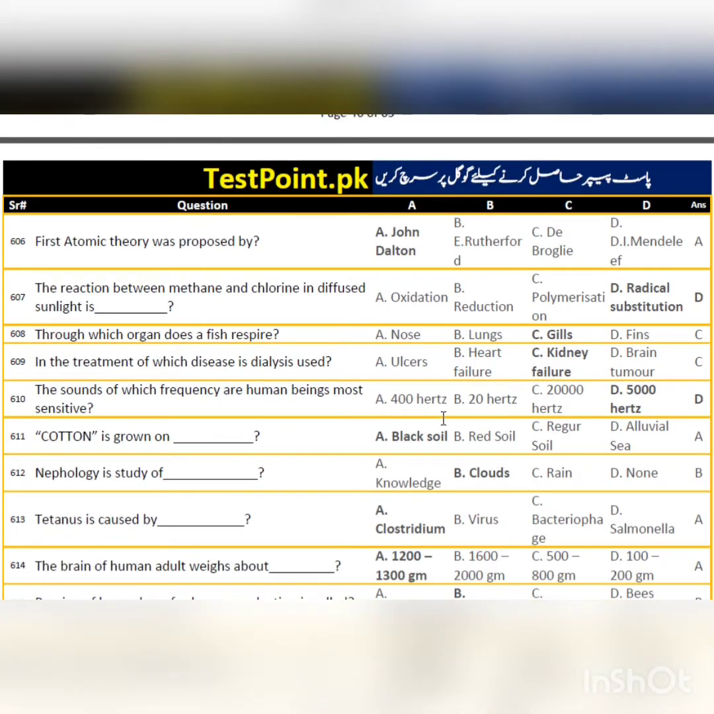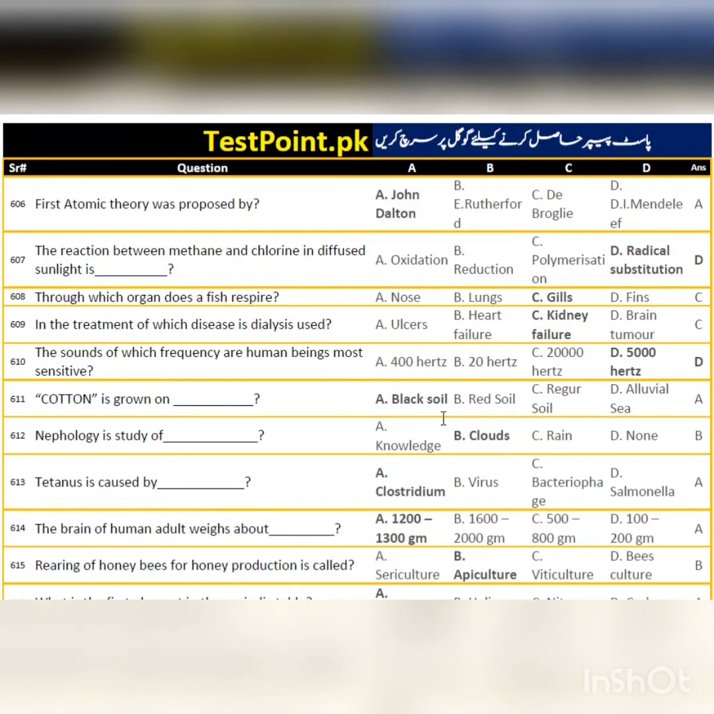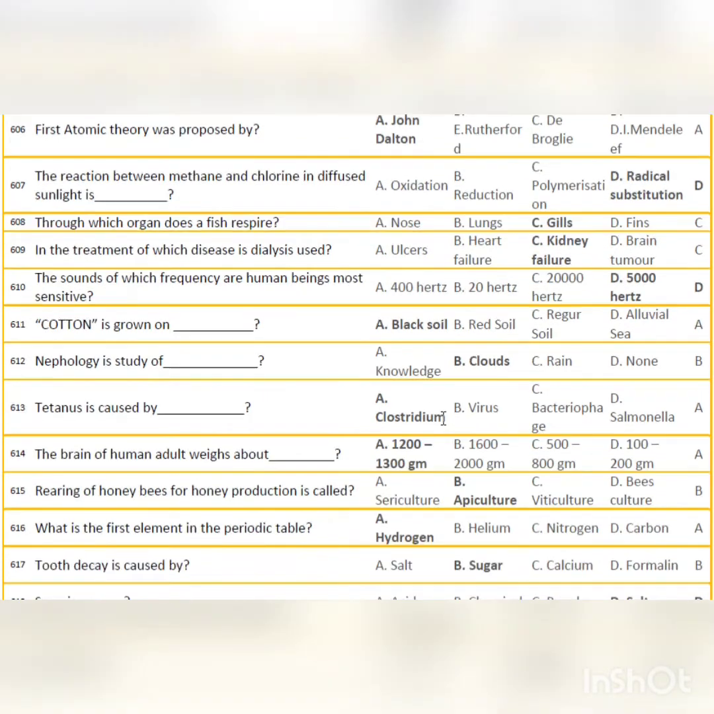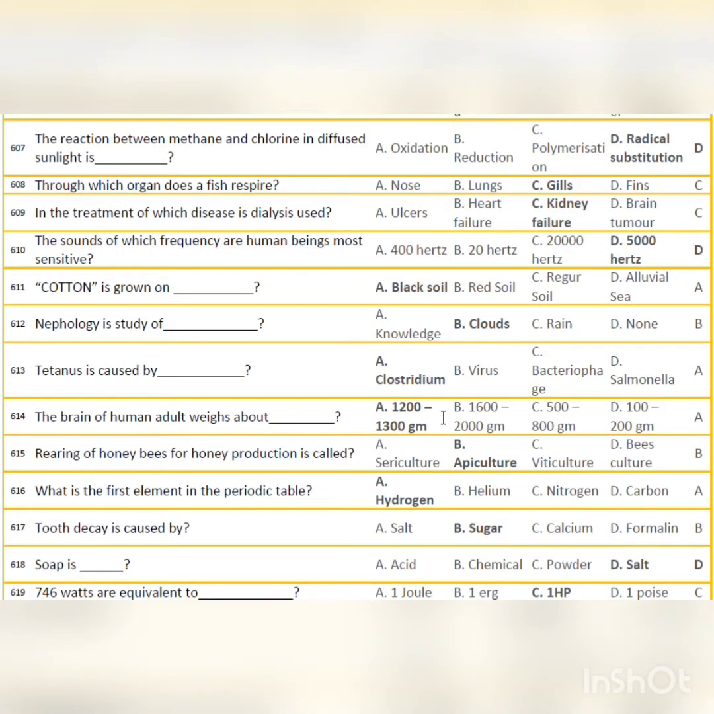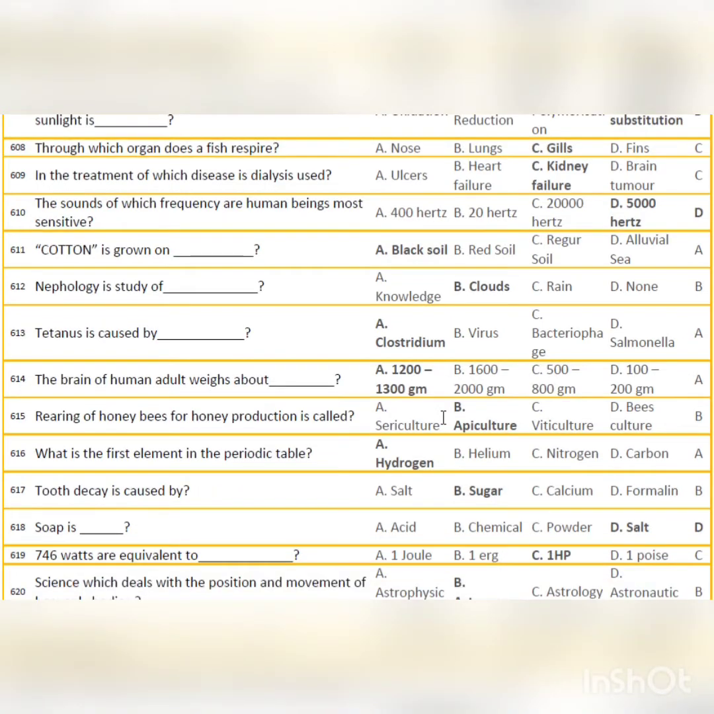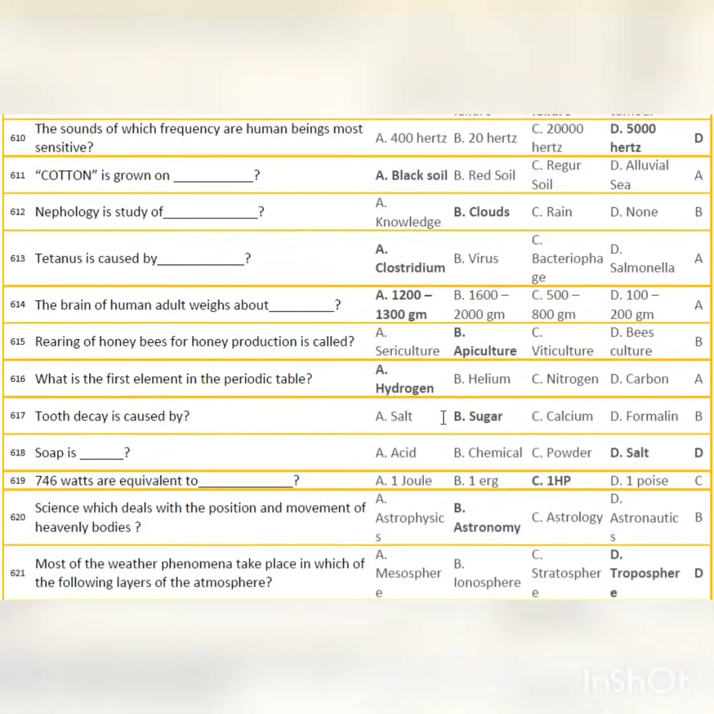The heaviest naturally occurring element is dash. A. Radon, B. Platinum, C. Uranium, D. Cadmium. Answer is C. Uranium.